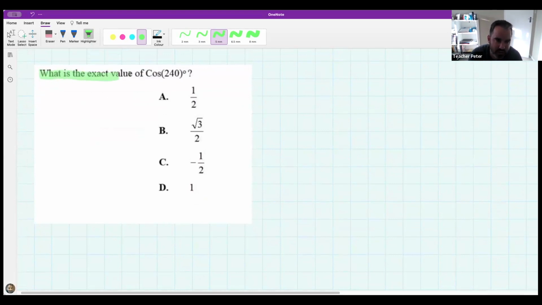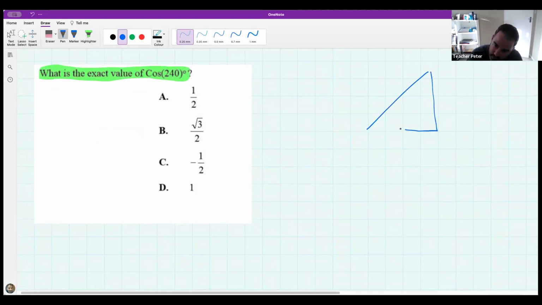It says, what is the exact value of the cos of 240? Now, the problem is that's a really big angle, and I don't have any triangles that have 240 in them. So what do you think we should do first? Before we can even begin to guess A, B, C, or D, and we're not allowed to use a calculator with this question, what should I do first? Who would like to tell me? Put your hand up and you can give me a quick little snippet of advice that we can share with the class.